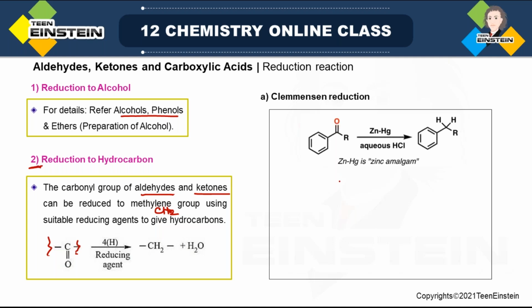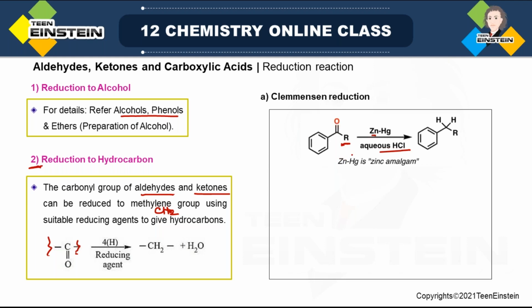Fine. So here we have taken PhCOR. R may be any alkyl group or hydrogen, that is aldehyde or ketone, and we are using the reducing agent zinc amalgam, written as Zn-Hg, with concentrated HCl. So it is zinc amalgam, acidic condition. Remember, this condition is very important to remember, because though here we have taken a very simple molecule PhCOR, that may not be the case always.